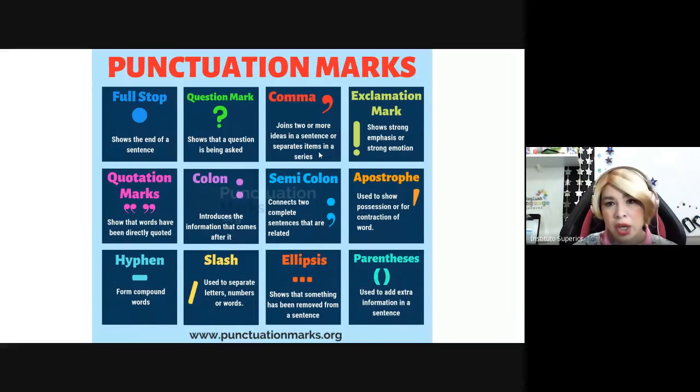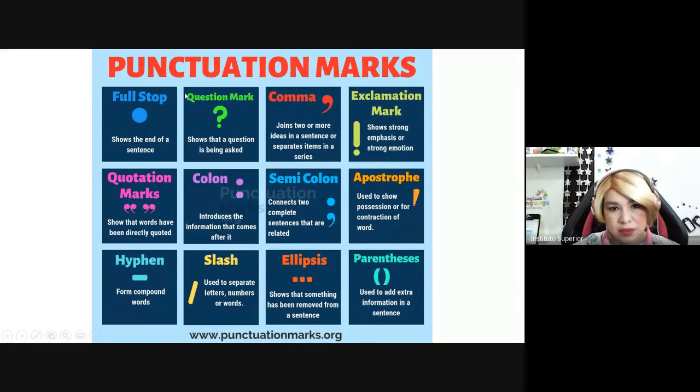The exclamation mark is that one that is here. It shows a strong emphasis or a strong emotion. So when you want to give your writing a different twist, you use the exclamation mark. Quotation marks are very important when you write essays, because when you quote what someone else says, you have to use those quotation marks to show the reader that this is not what you think, this is the opinion or the words from another person. So it shows that the words have been directly quoted from another source.